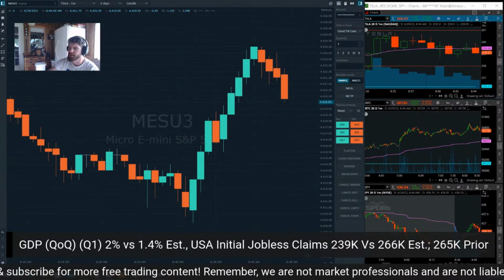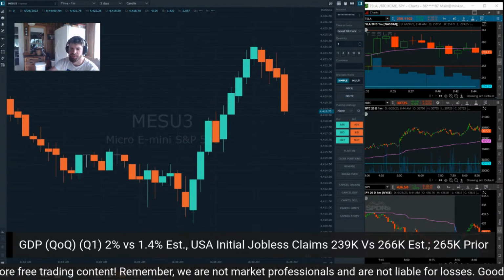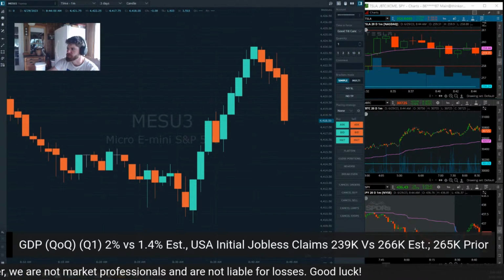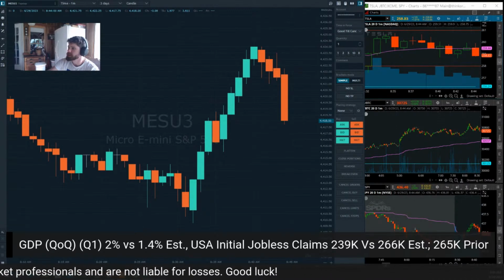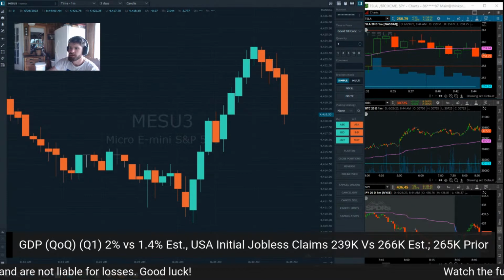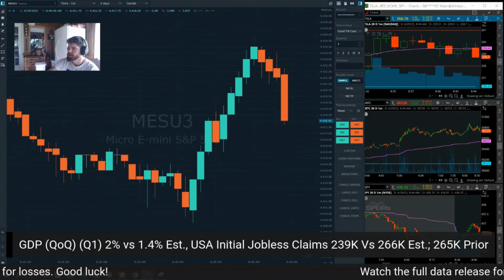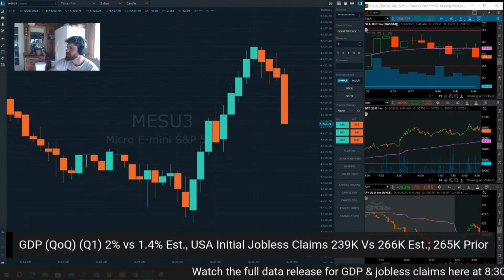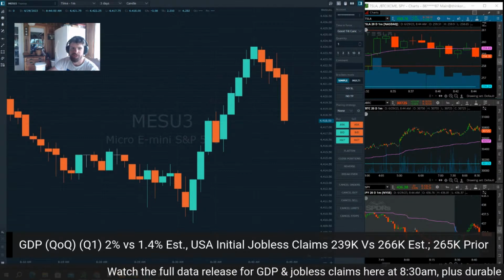Oh, I think we have pending home sales data today too, right? Something like that. There's a huge turnaround in the market, guys. Huge pullback. Big reversal signal.